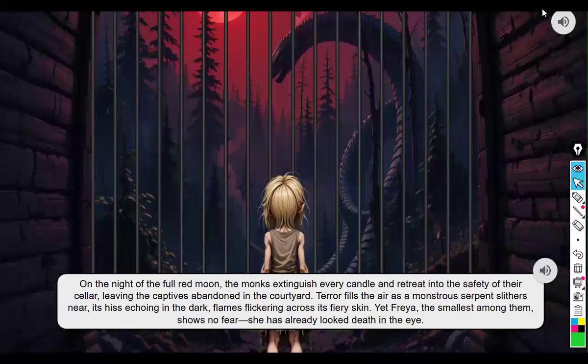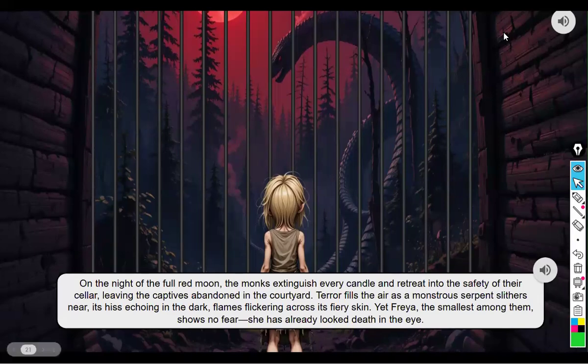On the night of the full red moon, the monks extinguish every candle and retreat into the safety of their cellar, leaving the captives abandoned in the courtyard. Terror fills the air as a monstrous serpent slithers near, its hiss echoing in the dark, flames flickering across its fiery skin. Yet Freya, the smallest among them, shows no fear. She has already looked death in the eye.